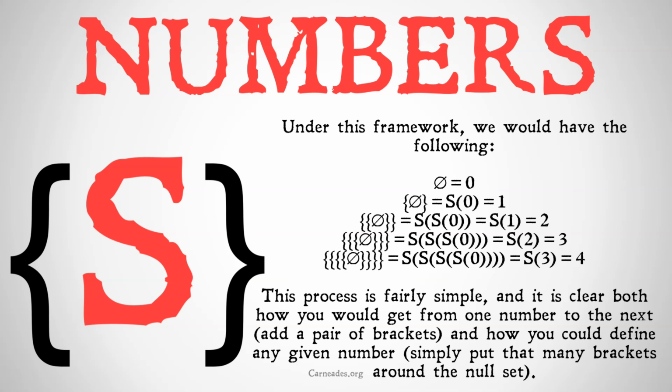Whew. This process is fairly simple, and it's clear both how you would get from one number to the next, you just add a pair of brackets, and how you could define any given number. Simply, that many brackets around the null set. Count the number of brackets, you know what number you have, and if you want to get a certain number, put that many brackets around the null set.